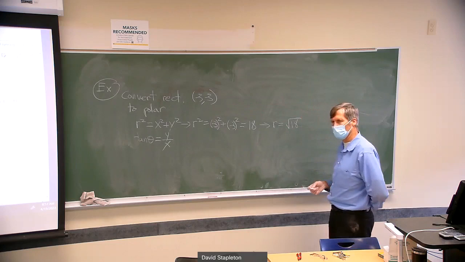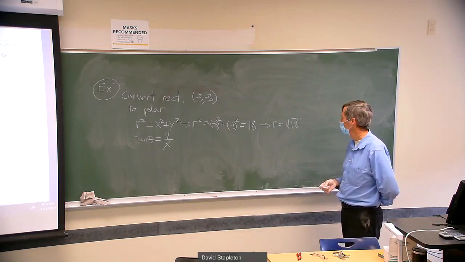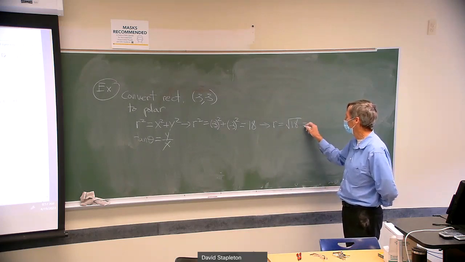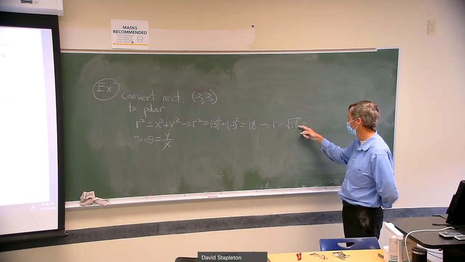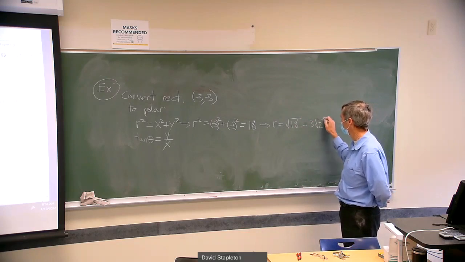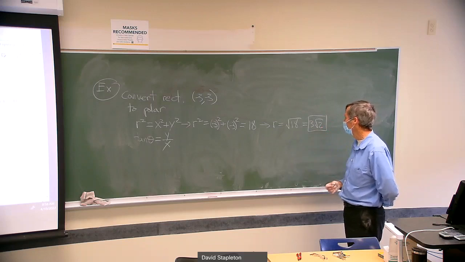Don't leave it like that as a final answer. See why. You didn't simplify. This is a correct answer, but it's not simplified. Square root of 2 times 9. You want to write square root of 9 as 3. So this will be 3 square root of 2, the proper answer for that one. There's r. This is if you choose r positive. You can also choose it to be negative.